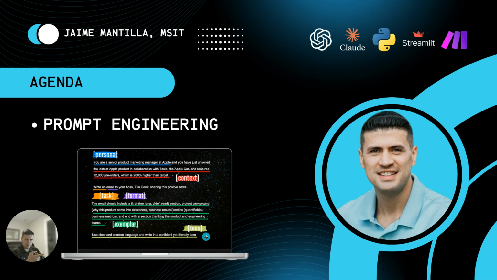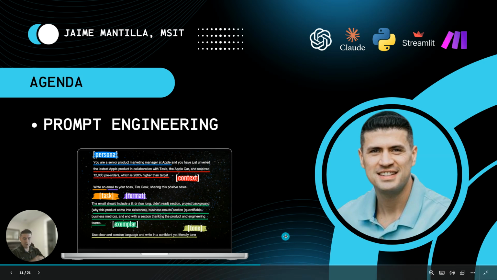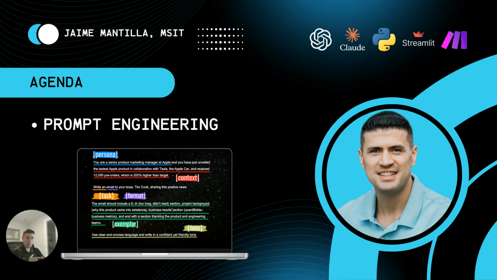So we're just going to read this here. That way you have an idea, but that's pretty much the gist of it. So a persona: you are a senior product marketing manager at Apple, and you have just unveiled the latest Apple product in collaboration with Tesla, the Apple Car, and received 12,000 pre-orders, which is 200% higher than the target. That is the context. The persona is you're a senior product marketing manager at Apple. Now, the task is to write what? To write an email. In this case, the format is the email to your boss, Tim Cook, sharing the positive news. So it's, again, pretty simple.